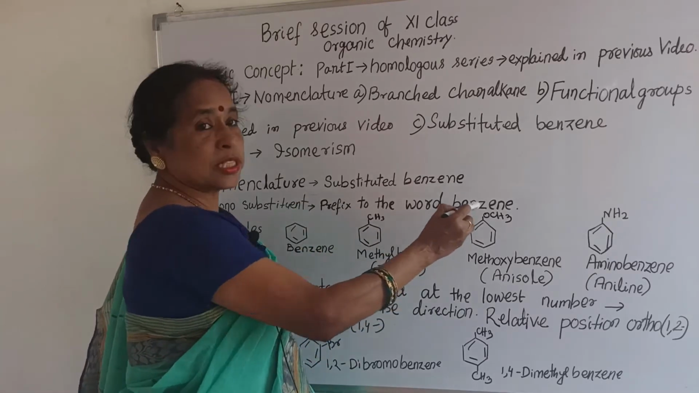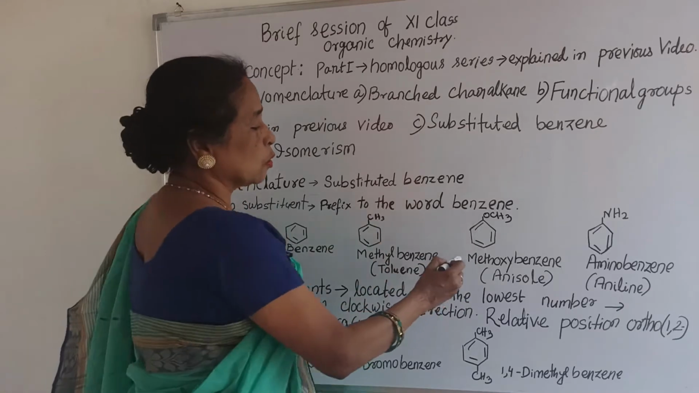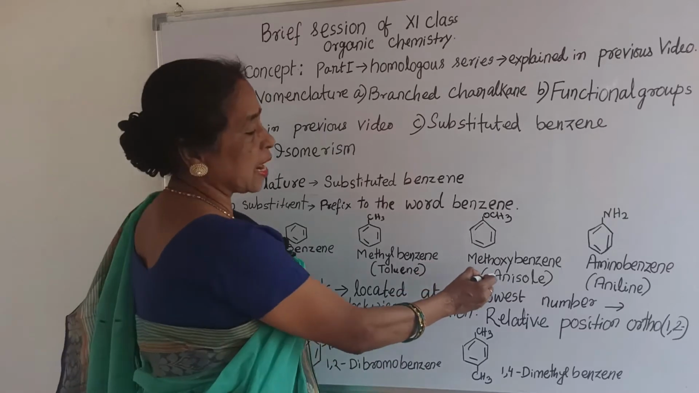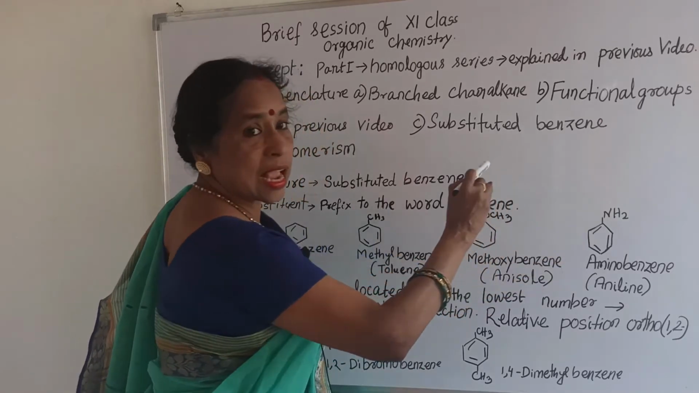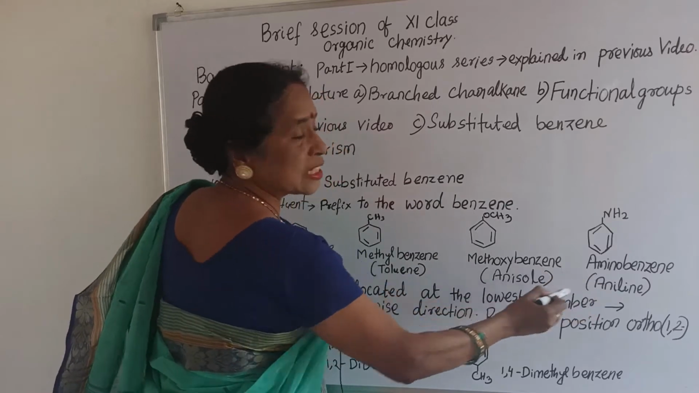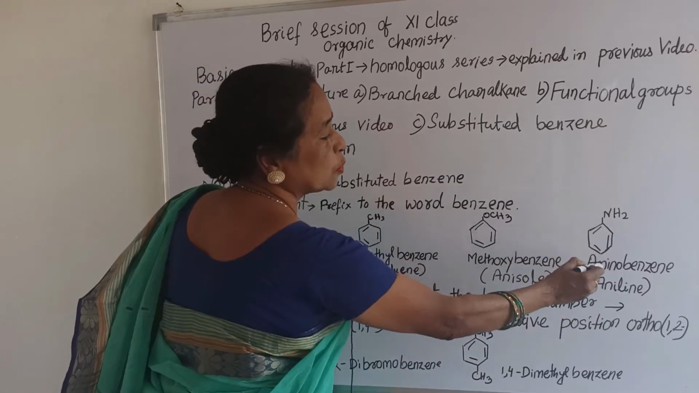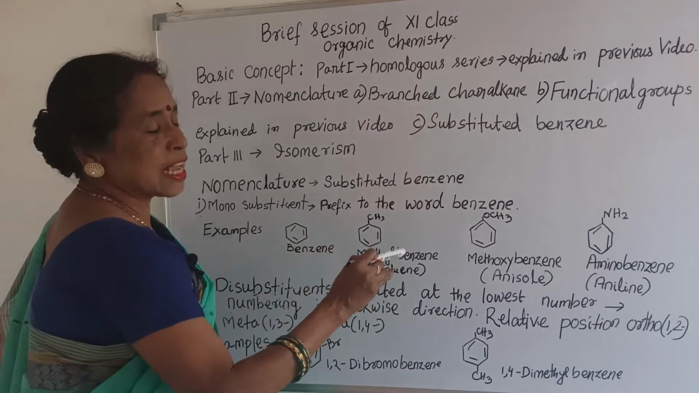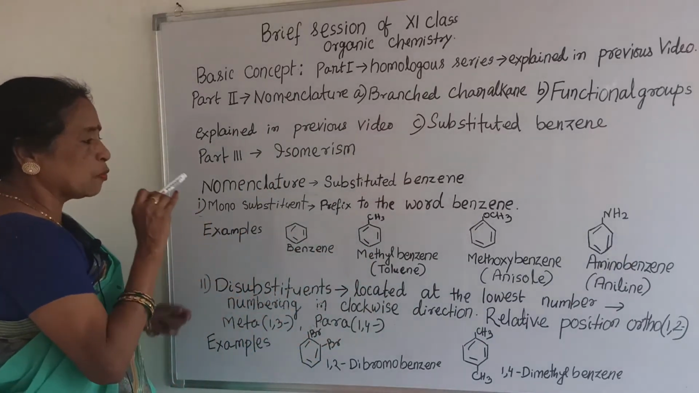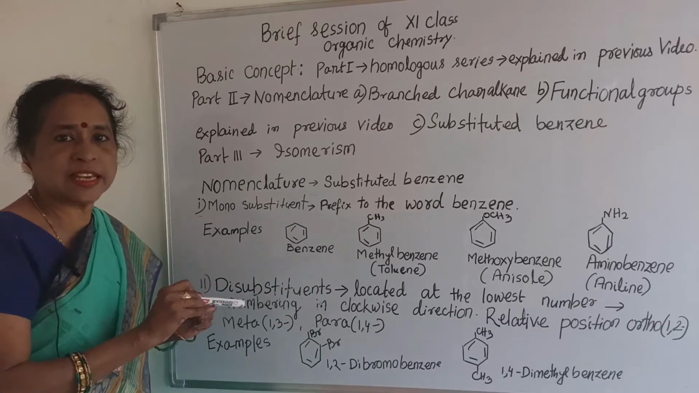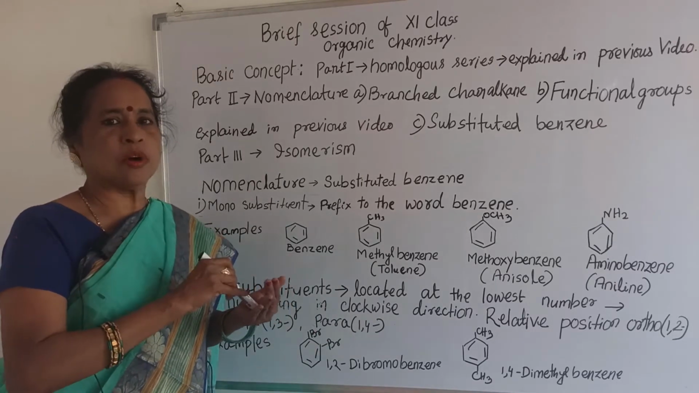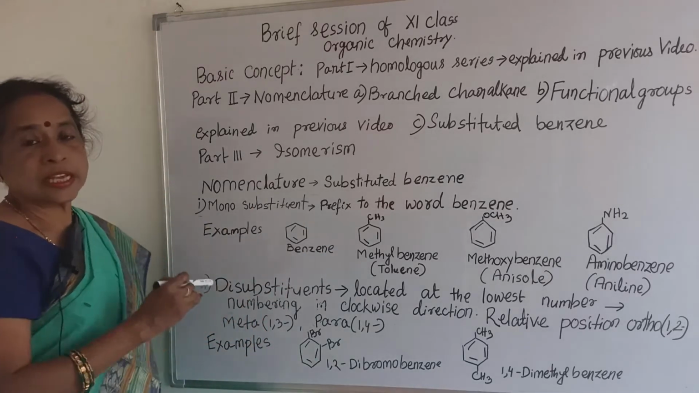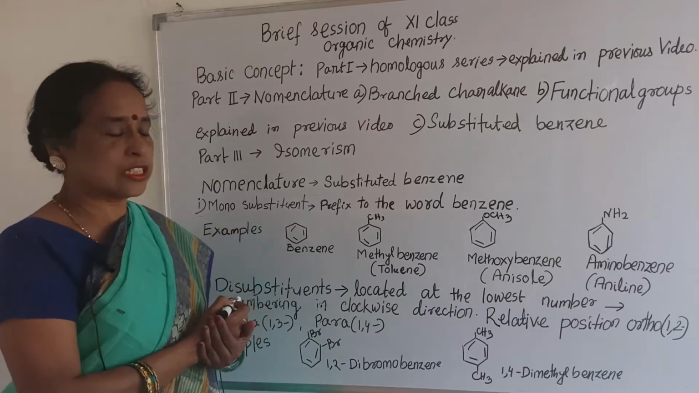Next is OCH3, which is called the methoxy group, so it is known as methoxybenzene, and the common name is anisole. And here it is NH2, the amino group, so it is aminobenzene, with the common name aniline. So if one substituent is present, it is very easy: you add the substituent's name to benzene. Then disubstitution: if two substituents are present, it is called disubstituted.